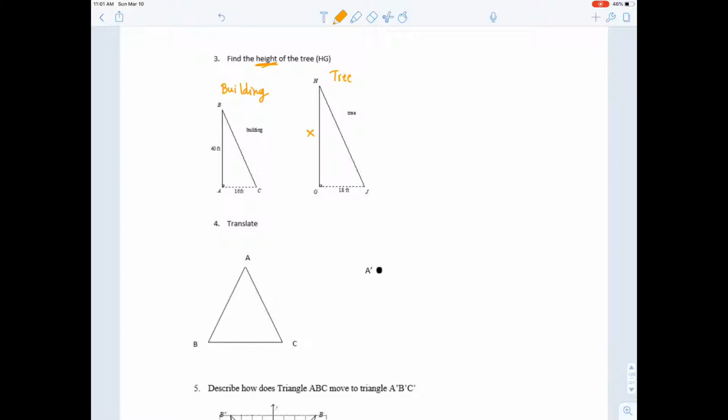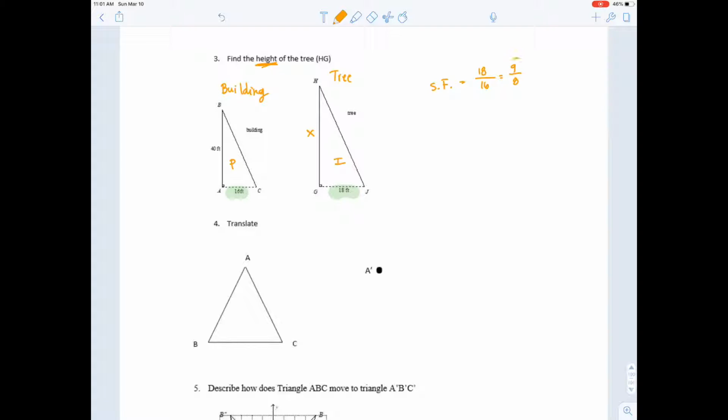So here's what we're going to do. We need to find a scale factor. Right? We're dealing with similar triangles, and scale factor is the name of the game. So I'm going to treat my building as my preimage and my tree as my image. So when I want to find my scale factor, image over preimage, I'm going to use the dimensions 18 and 16 because they're corresponding. So image is just 18 over 16. Let's simplify this a little bit. 18 over 16, that's 9 over 8.